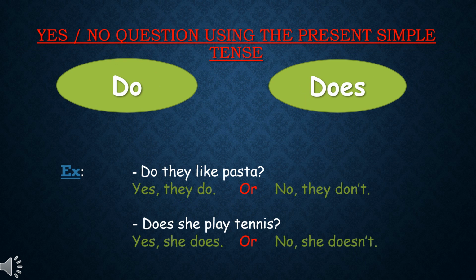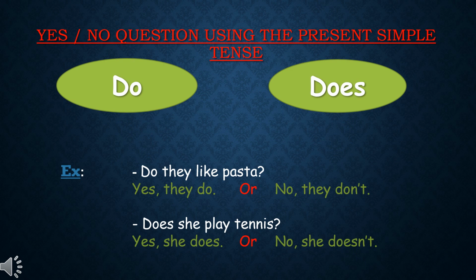As we all know, we have two kinds of questions. The first kind is called yes or no questions. In this unit, we will deal with yes or no questions only. The second type of questions is called the WH questions. The WH questions, we will deal with later on. But now, we will deal with yes or no questions using the present simple tense.